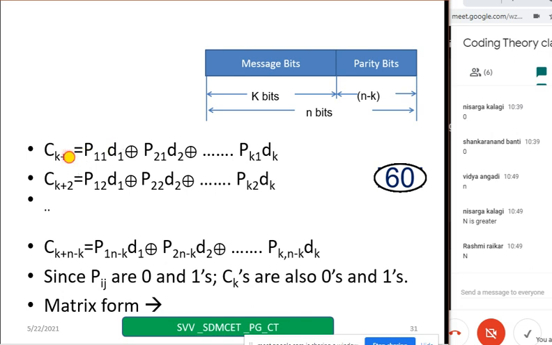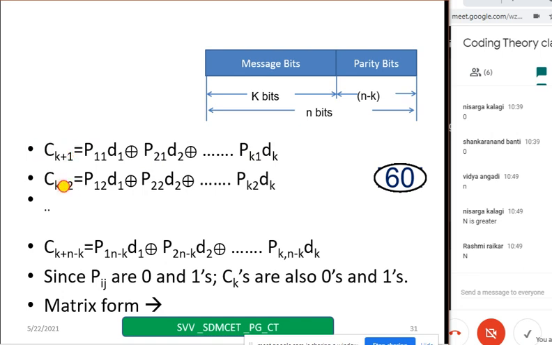C(k+1) is given by P11. Why k+1? Because k are already the data bits. The first parity bit is C(k+1). How we do it, I told you in the previous class using different colors: particular bits I will take. Here I have mentioned all of D1, D2, D3 up to Dk. But P11 may be 0 or 1, P21 may be 0 or 1. So where a bit is selected, I will make it 1, so that only those will be XORed, so that a particular parity bit will be decided to be 0 or 1.